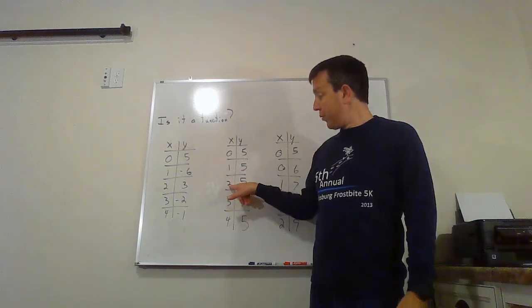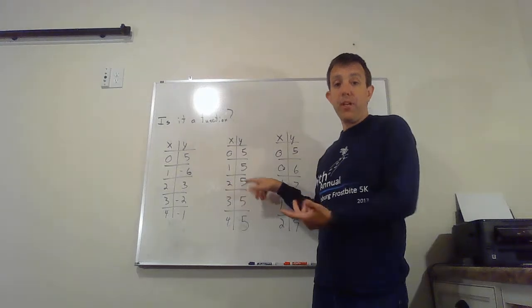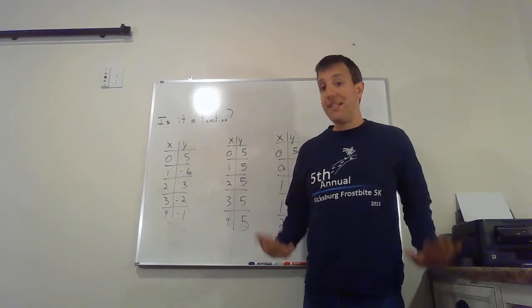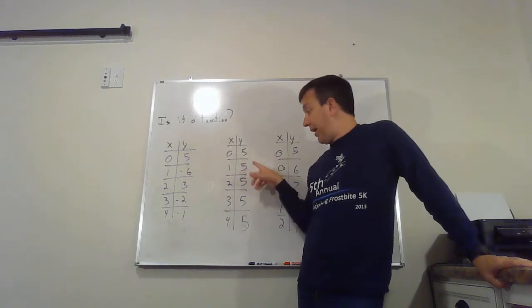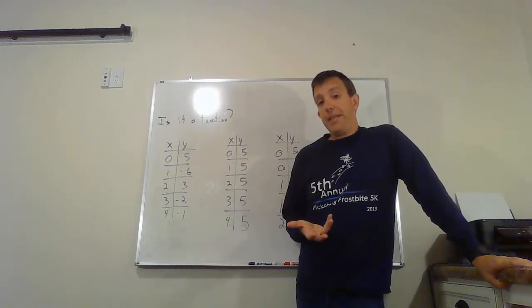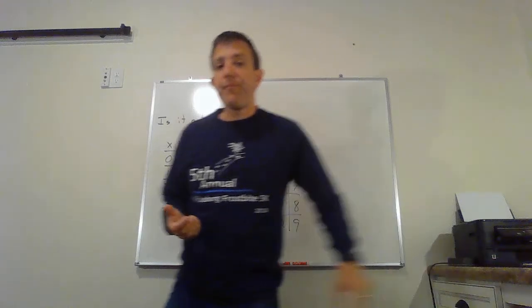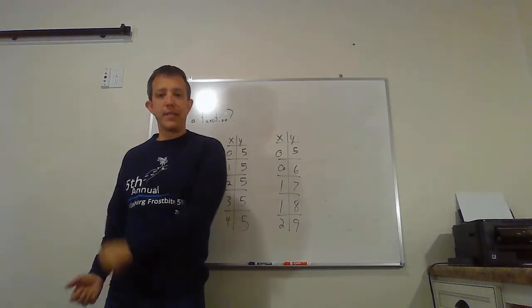Pick an input, 2. How many things is 2 paired up with? Just 1, just with 5. That's it. So even though we have that column of 5s there for the y's, it doesn't make any difference. It's still a function. But this one is not.